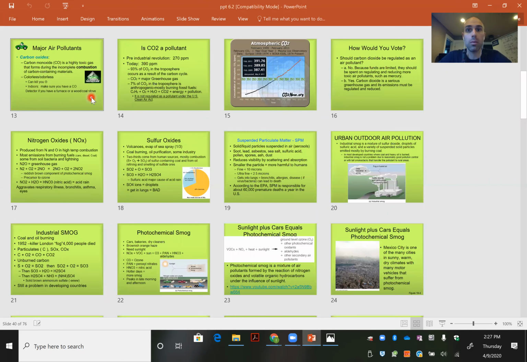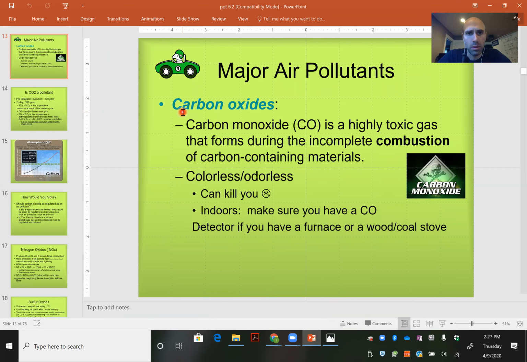So let's talk about those major air pollutants. Some of the major air pollutants that we're looking at are carbon oxides. Now this can be carbon dioxide, carbon monoxide. Carbon monoxide, for example, CO, is a highly toxic gas that forms during the incomplete combustion of carbon-containing materials. So when we don't have a complete burn, we're lacking oxygen. There's not enough oxygen to completely combust the fuel. Because there's not enough oxygen, you're not getting the CO2, you're just getting CO. It is colorless and odorless.